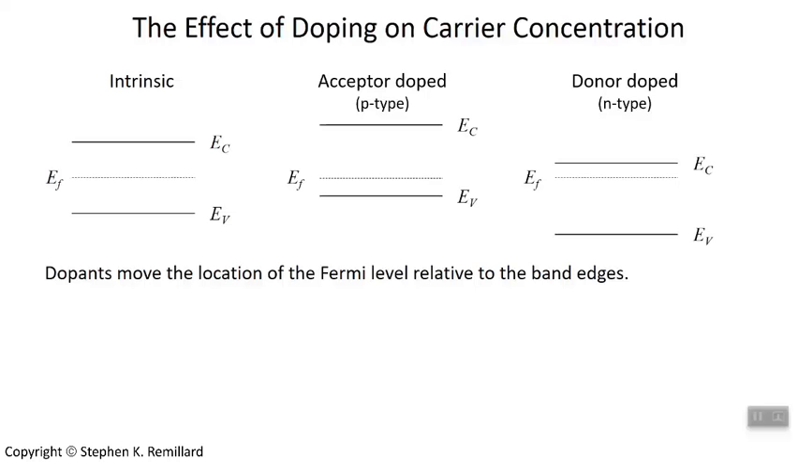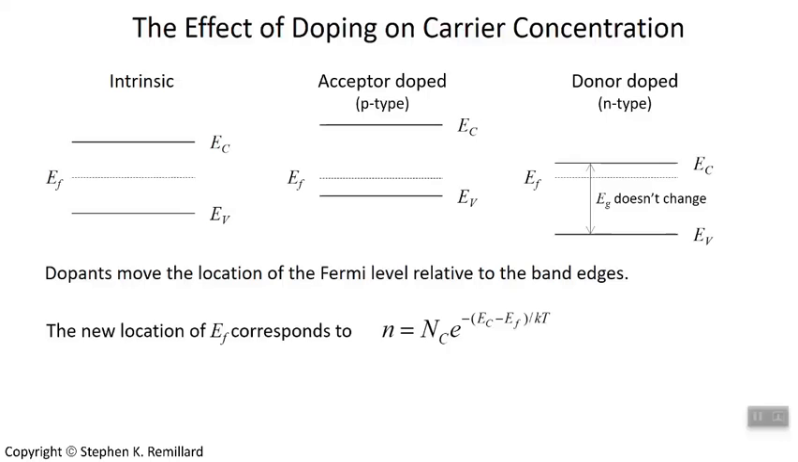So that's what dopants do. They move the Fermi energy relative to the band edge. And I'd also mention that doping does not affect the gap size to first order. If you dope enough, it will. But we will go on the assumption when we dope our semiconductors that the gap is not changing.